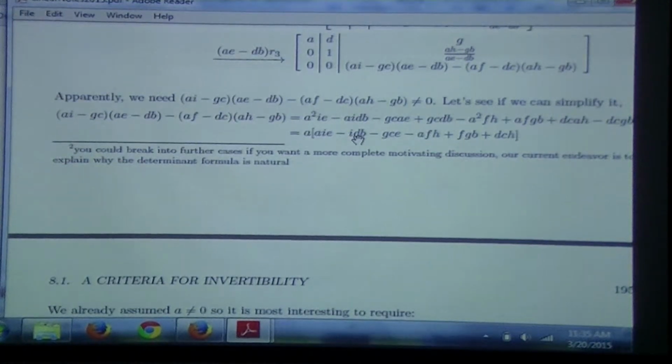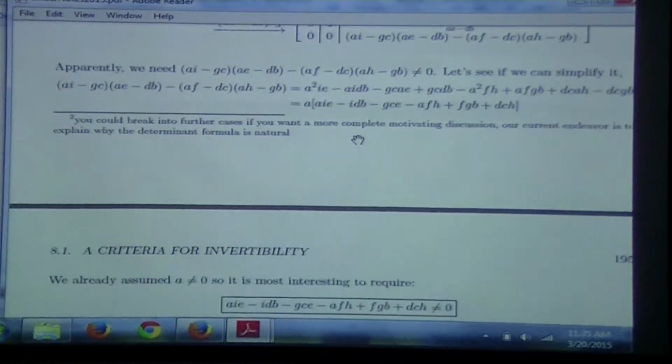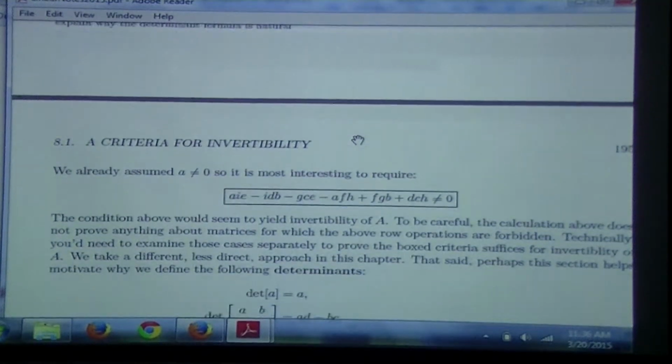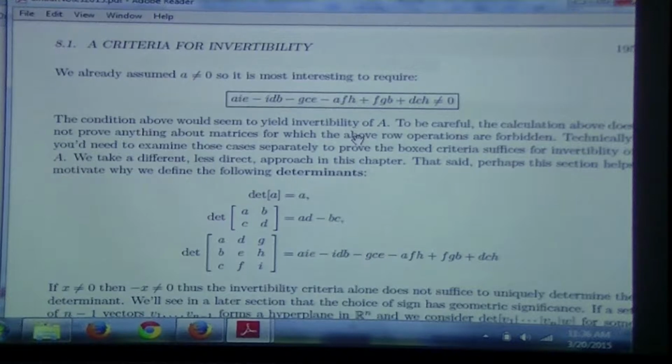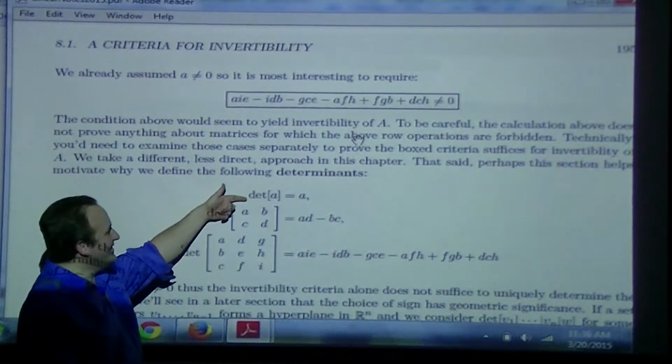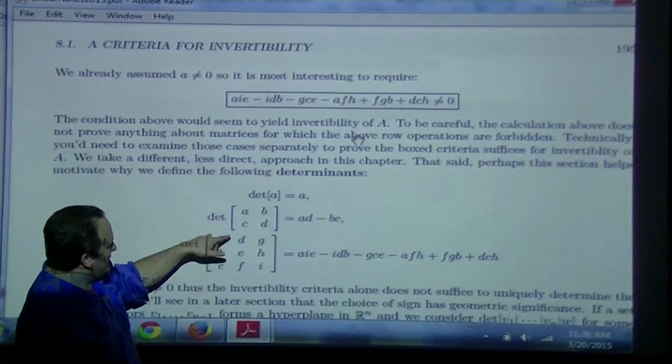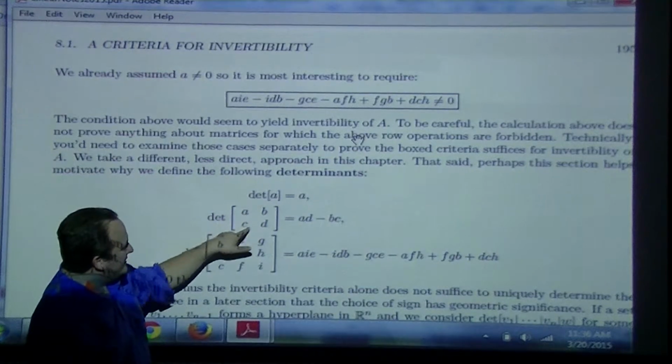Okay? Guess what? The thing in the square brackets is the determinant of the matrix. And AD minus BC for the 2x2 matrix, that's the determinant of the 2x2 matrix. So the determinant not being 0 is, as Chris has spilled the beans, a sufficient criterion for the matrix to be invertible. And so here's the definition, in fact, for the first 3 cases. The 1-by-1 case is rather boring. Determinant of A is just A. Determinant of a 2x2 matrix is AD minus BC.